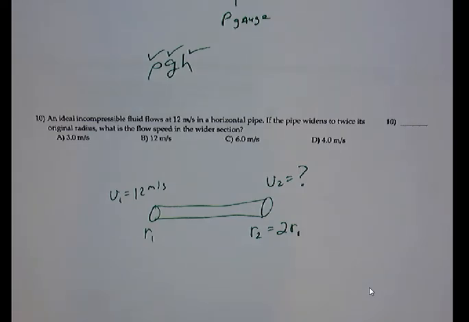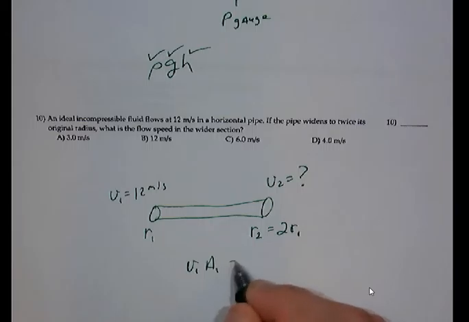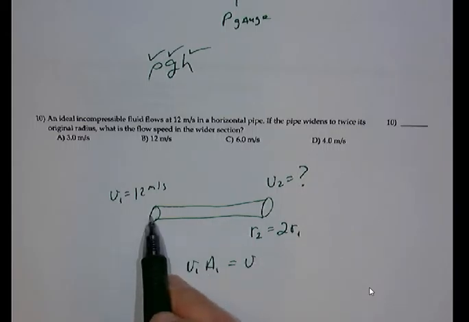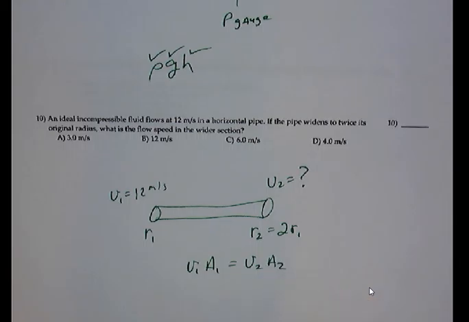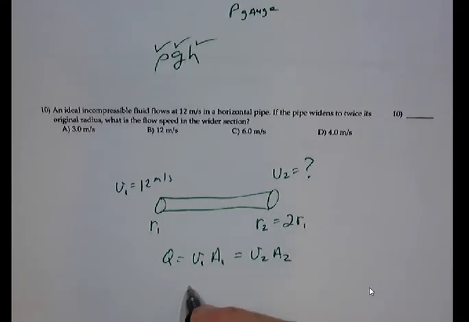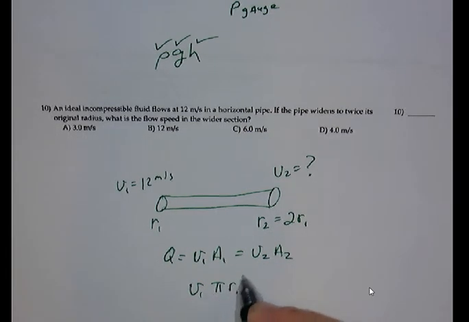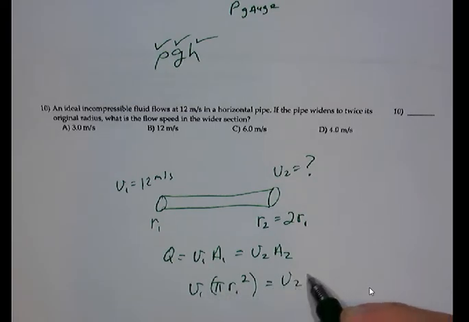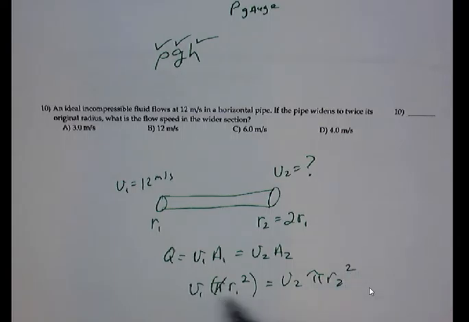We have volume flow rate. So V1 times area 1. The amount of volume flowing through the pipe here has got to be the same as the volume flowing through here, and that's what volume flow rate is. So Q in this context is volume flow rate. So how does it relate to the radius? I'm assuming it's this shape. This would be pi r1 squared. That's the cross-sectional area, and that would give us V2 pi r2 squared, and then the pi's cancel out. So V1 R1 squared is equal to V2 R2 squared.